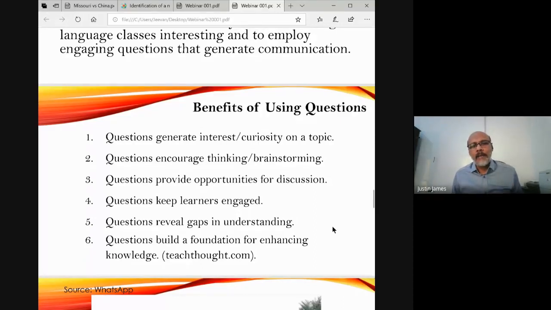Also, questions build a foundation for enhancing knowledge. Now with this picture, they come across new words, new ideas. We can ask them to think about the impact of technology on nature. That will help them to increase their knowledge. Maybe they will go and Google about the topics on impact of technology on nature. They may learn more about the drones. This way, their knowledge can be increased.